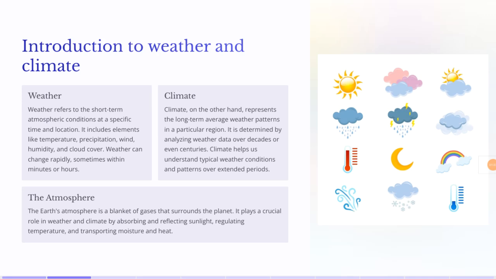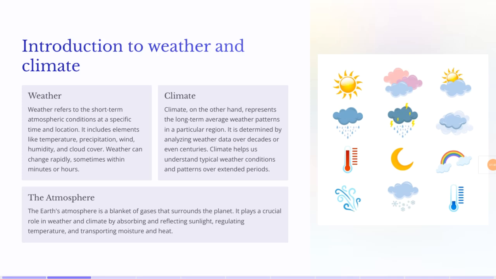Climate. Climate, on the other hand, represents the long-term average weather patterns in a particular region. It is determined by analyzing weather data over decades or even centuries. Climate helps us understand typical weather conditions and patterns over extended periods.